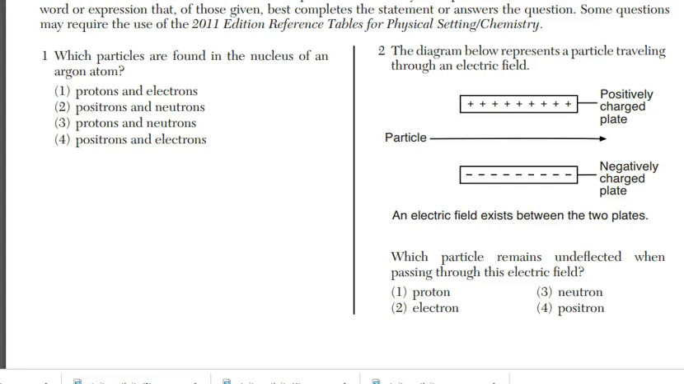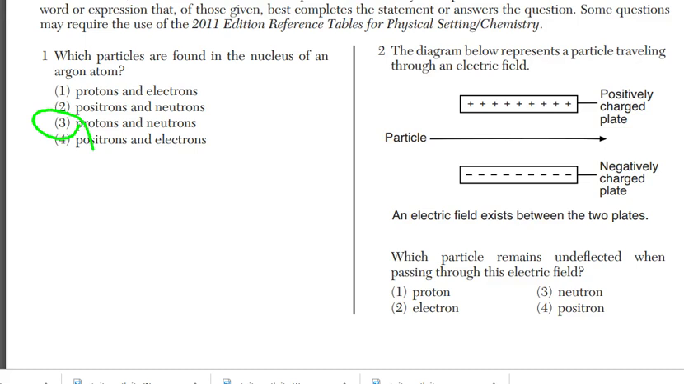All right, let's go over the answers to Part A of the June 2019 Chem Regents exam. For question 1, which particles are found in the nucleus of an argon atom? Well, in the nucleus of an argon atom, just like most atoms, you're going to have your protons and your neutrons. So that's fairly easy.